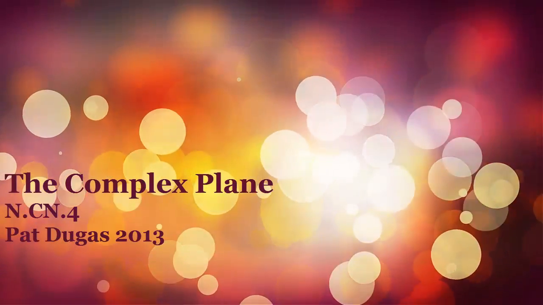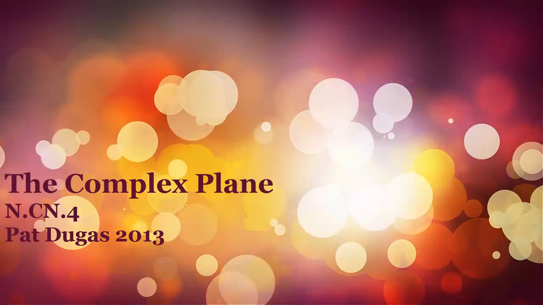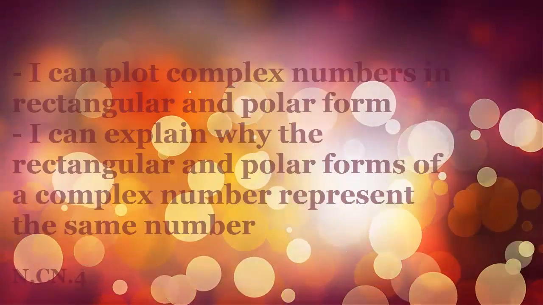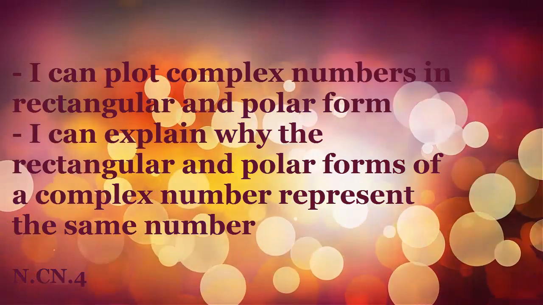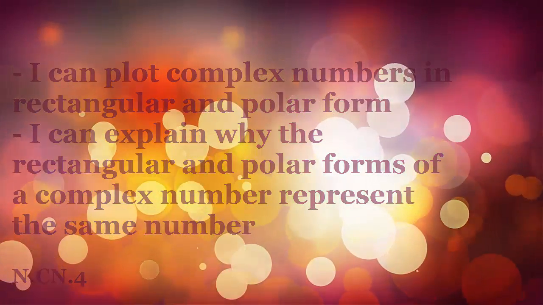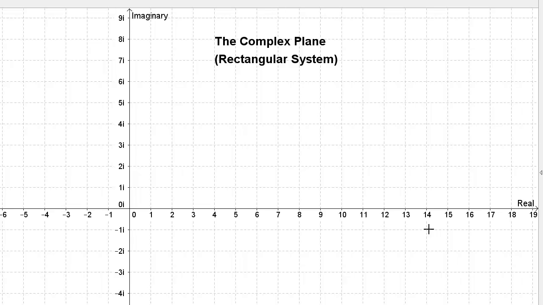Let's look at complex numbers and putting them into a complex plane, both the rectangular and the polar planes. We're going to be able to explain why the rectangular and polar forms of a given number represent the same complex number. So let's begin by defining the complex plane in the rectangular Cartesian system you're used to.